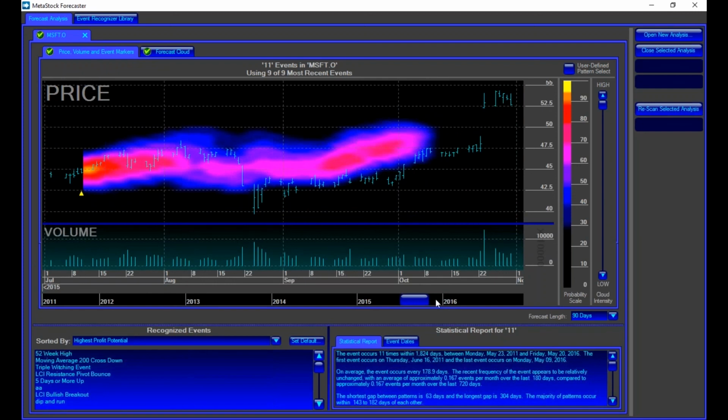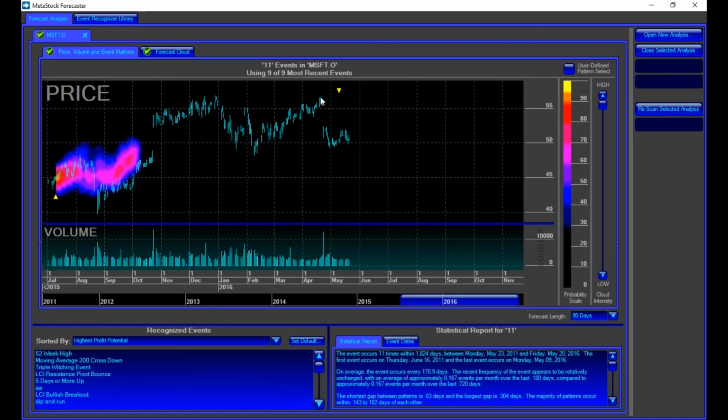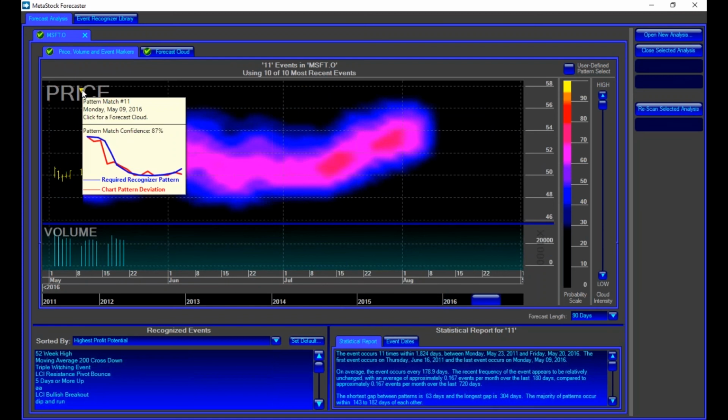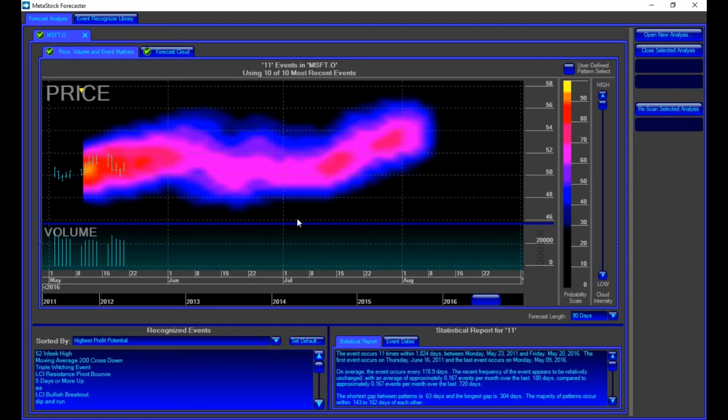Let's take a look here. This event actually did not happen too long ago. It was May 9th, so about 2 weeks ago this event happened. This is an 87% match to that J-hook pattern that we just drew. Basically it is saying that it's a very high confidence, even out a couple of months, that we're going to have this little dip and then we're going to start kind of an upward trend again.